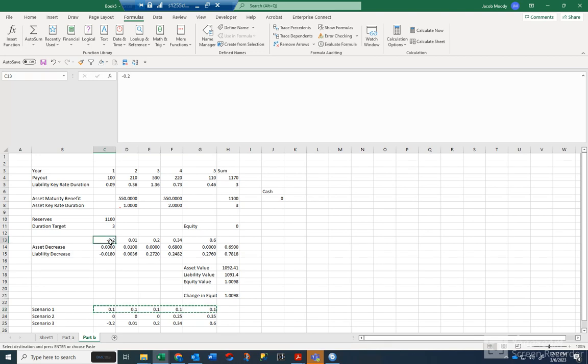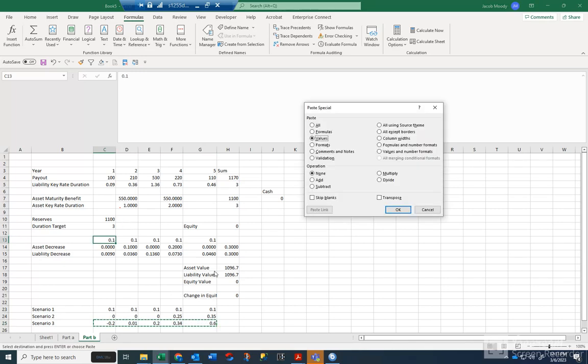I'm just going to copy this over up here. And you'll see here that our assets went down, but our liabilities went down by the same amount. So our change of equity is also 0 right there. Now for scenario 2, it's a little trickier to determine what's going to happen.